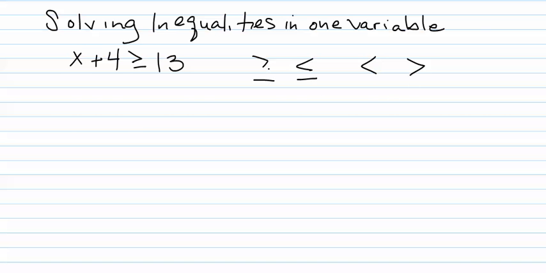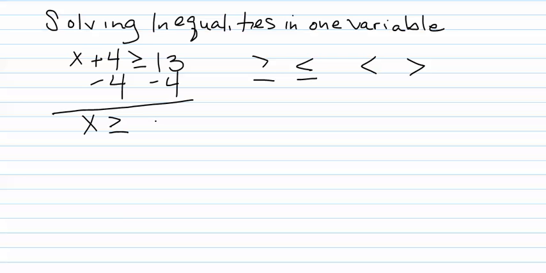The process that you're going to use to solve these is no different than if you had an equal sign in the problem. You still need to undo any operations that there are in the inequality, and you undo them using the same methods that we did when we solved equations. So for example, in this inequality, we are adding 4 to x to find a value that's greater than or equal to 13. In order to undo the addition, we need to subtract. And again, whatever we do to one side of the inequality, we do to the other side as well.